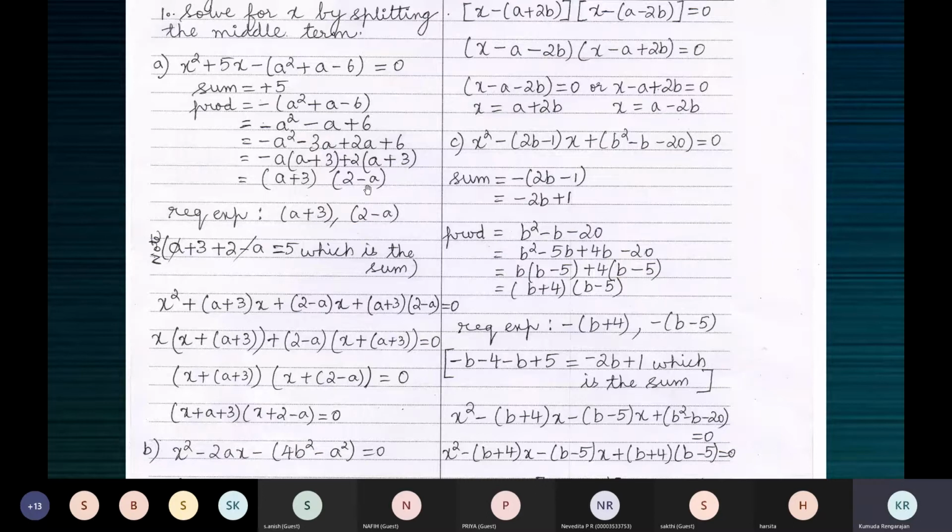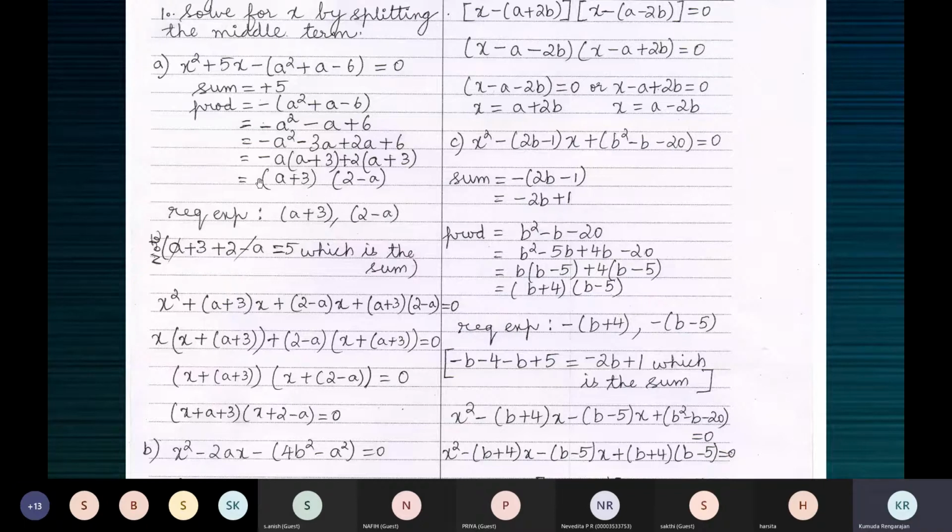Now that gives you two expressions. This is the product. Work this, factorize this by splitting the middle term. And you get a plus 3 into 2 minus a. I'll give you time to go through this. Now, these are the two expressions. You need to make use of these two expressions. Fix the signs accordingly, and see to it that you get the sum as plus 5, and of course the product a plus 3 into 2 minus a.